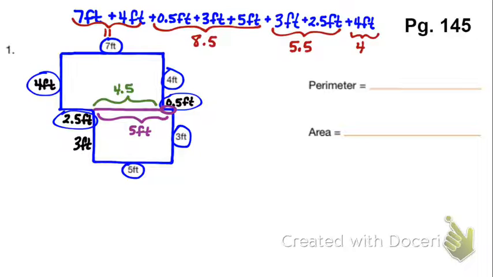What'd you guys get when you added those all up? 29. 29 what? I got 30. Feet. Wait, I'm confused. Try it one more time. Should be 19.5 plus 9.5.